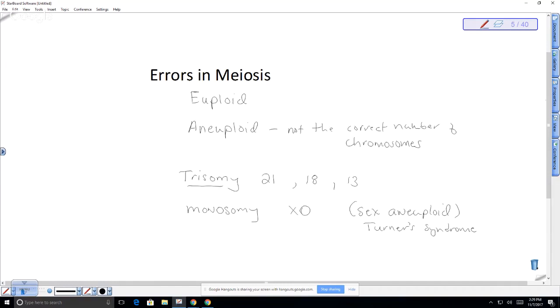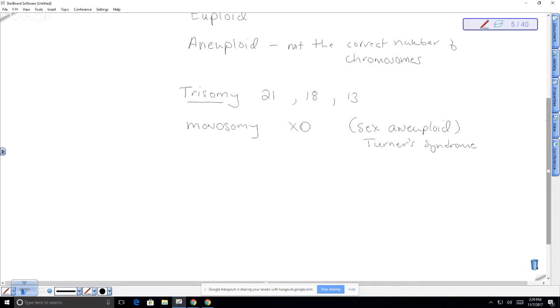There are also other sex aneuploids that I forgot to mention, so I'll list them down here. We can have XXX. That is okay. Oftentimes we might not even know that the person has that. I can't remember what they call that. We could have XYY. This doesn't seem to cause any problems. I think it's called Jacobs. This is Jacobs.